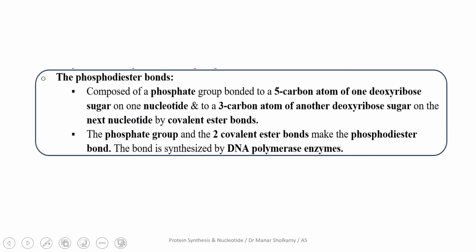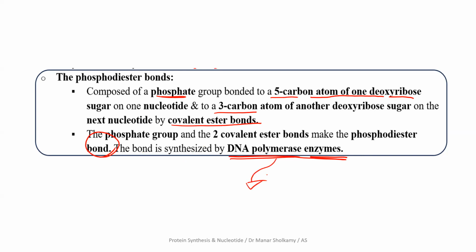The phosphodiester bond here is composed of a phosphate group bonded to a 5-carbon atom of one nucleotide and a 3-carbon atom of the sugar in the other nucleotide by covalent ester bonds. The phosphate group and the two covalent ester bonds make the phosphodiester bond. This bond is synthesized by the DNA polymerase enzyme. Clear? Okay.